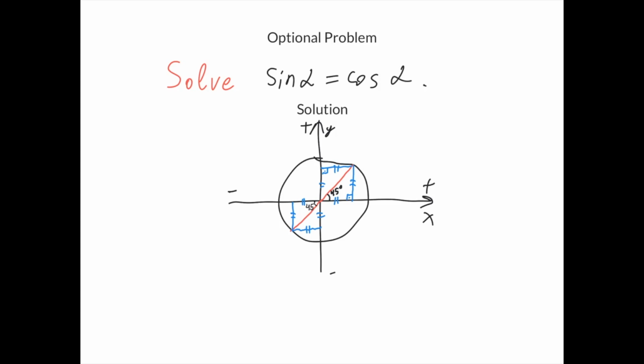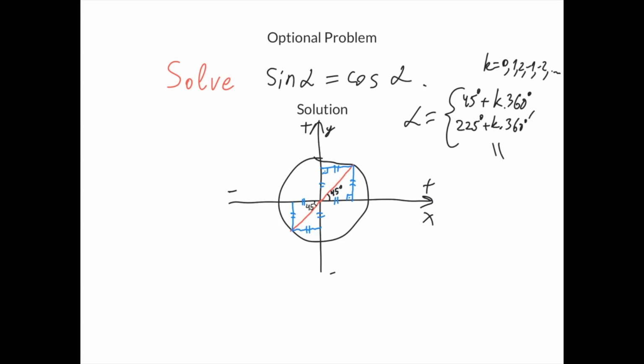So we can write the solution as alpha equals either 45 degrees plus some multiple k times 360 degrees, where k can equal 0, 1, 2, -1, -2, so some whole number, some integer. Or it can be 225 degrees plus k times 360 degrees, for k another integer. Or we can write this expression in a shorter way like this: 45 degrees plus k times 180 degrees.